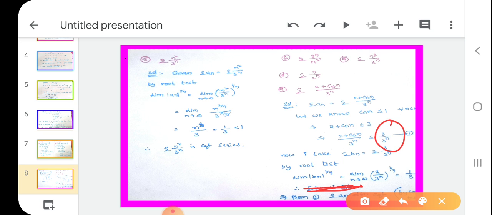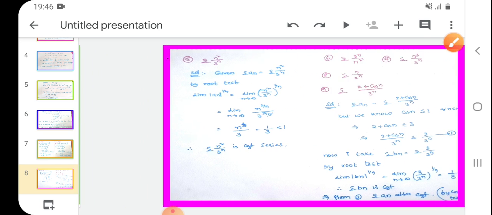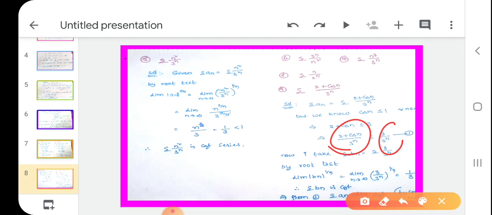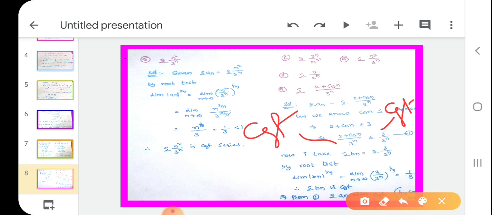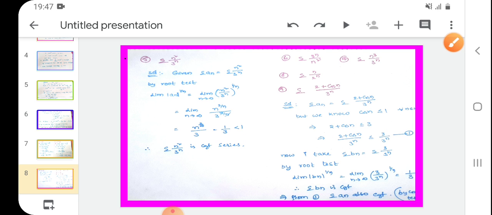From the given series, which series is smaller and which series is bigger? 3 by 3 power n is the larger series, and (2 plus cos n) by 3 power n is smaller than this series. If the larger series is convergent, by the comparison test, automatically what do we write here? The given series is also convergent. That implies summation an is also convergent by the comparison test.